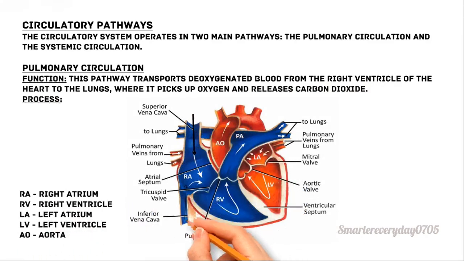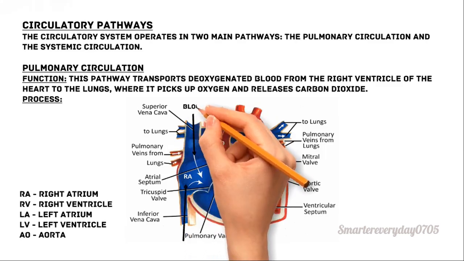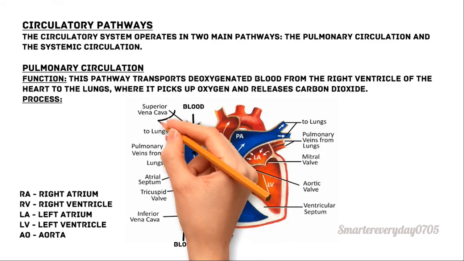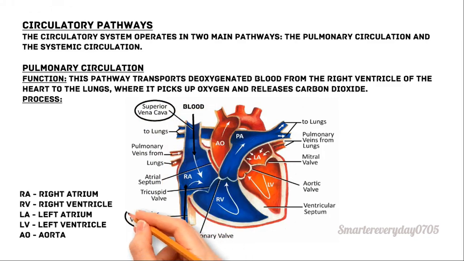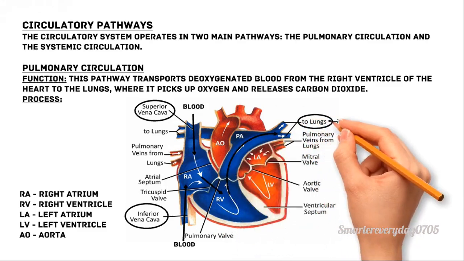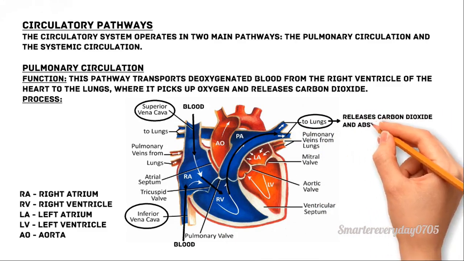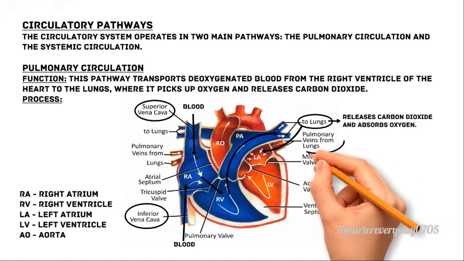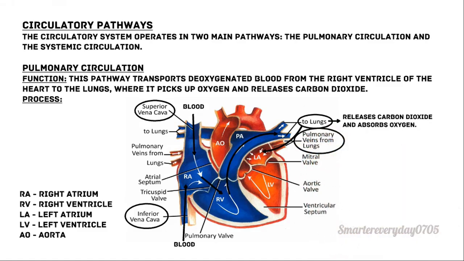Process. Blood enters the right atrium from the body via the superior and inferior vena cava. It moves into the right ventricle, which pumps it through the pulmonary artery to the lungs. In the lungs, blood releases carbon dioxide and absorbs oxygen. Oxygenated blood returns to the left atrium via the pulmonary veins.